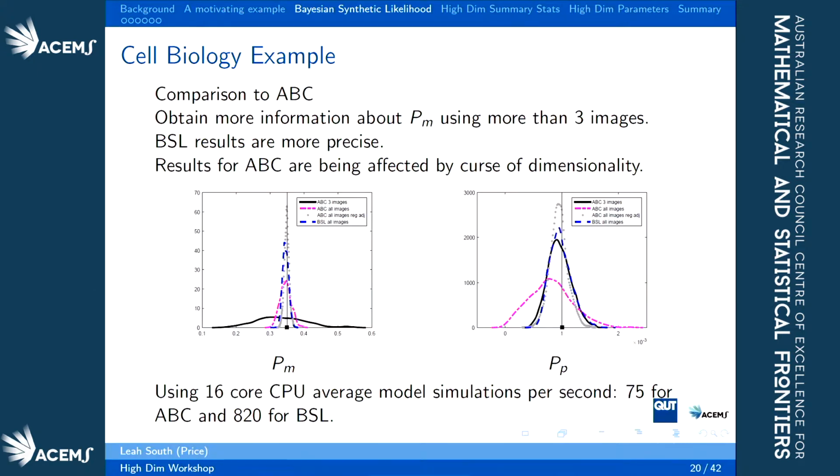And for probability of cell proliferation, or PP, it's interesting to see that you actually get more information about that using only 3 images than you do using all of the images. And that's because it's really difficult to tune epsilon in ABC, and so our results are kind of being affected by that here. And the results with BSL compared to ABC with the regression adjustment are quite similar.